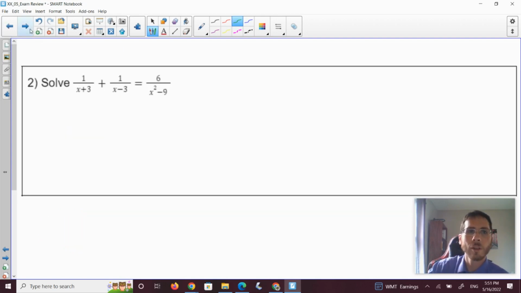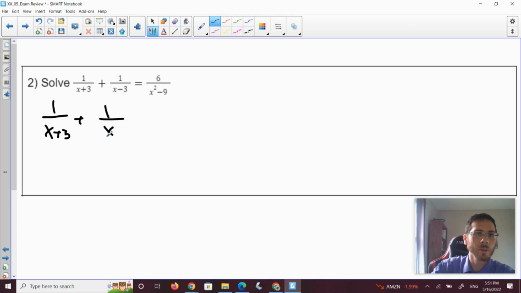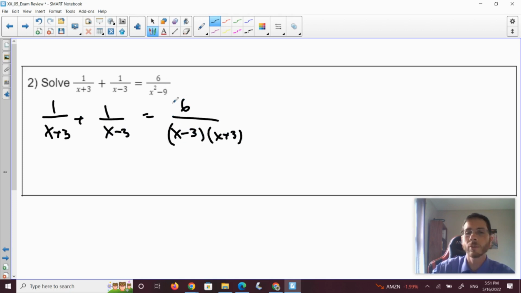For number 2, we need to solve. So we've got a nice big fraction equation. Right now, I can factor this into 1 over x plus 3, plus 1 over x minus 3 equals 6 over x minus 3 times x plus 3. That's the difference of squares, so we can just break it up into x plus 3, x minus 3. In order to cancel all the denominators out, I have to make sure that they're all the same. So over here, I've got x plus 3. I need an x minus 3.